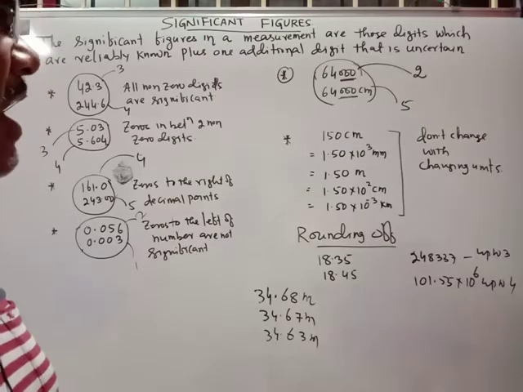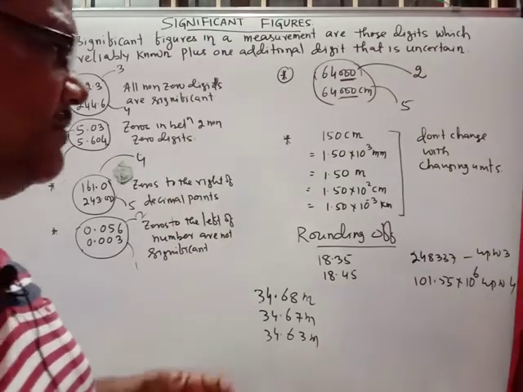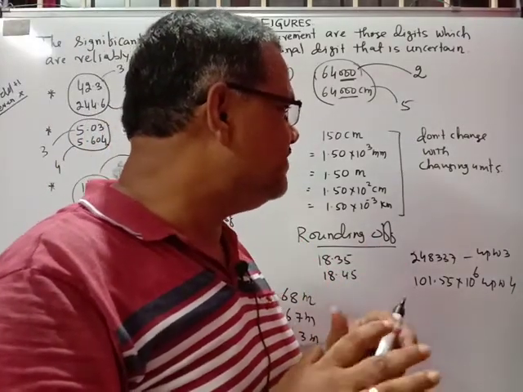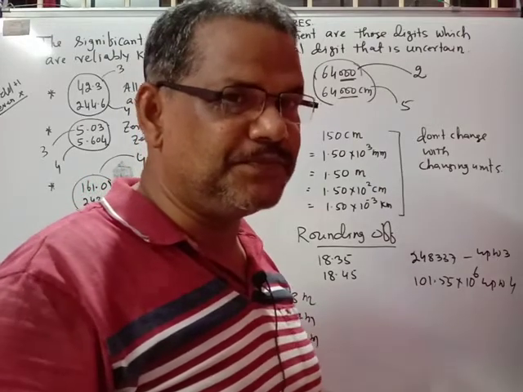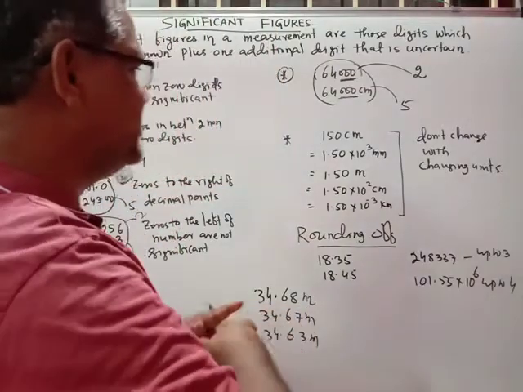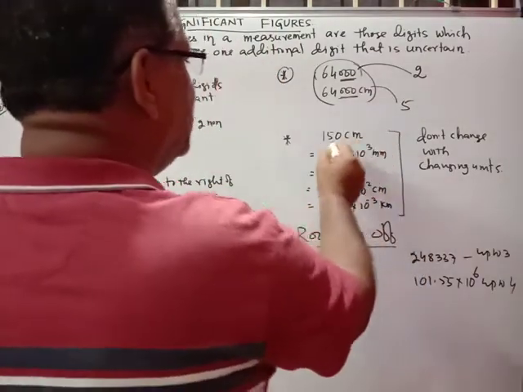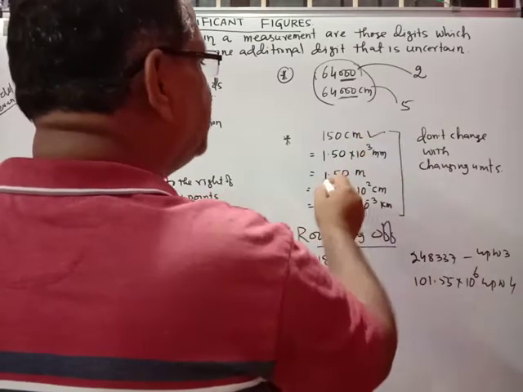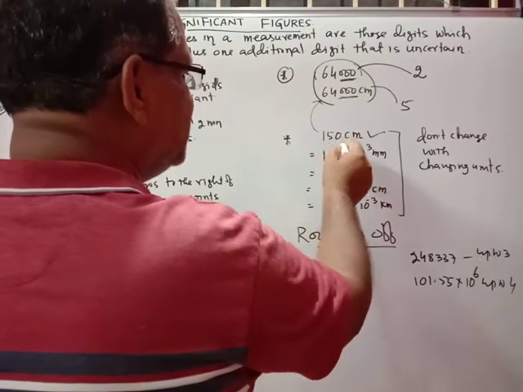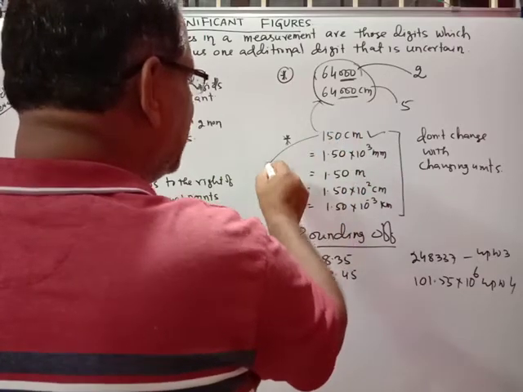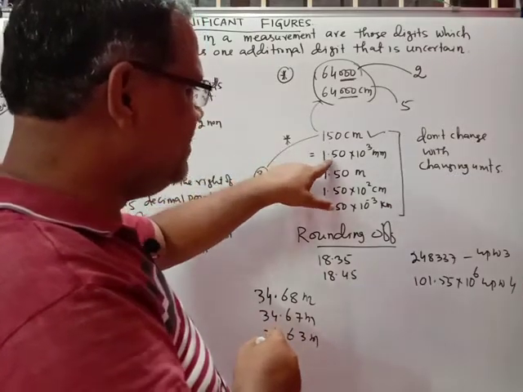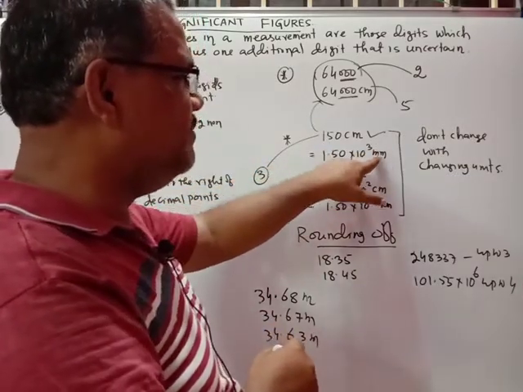Another case: the number of significant figures will not be changed by changing the units. For example, 150 centimeter. According to this rule, the number of significant figures is 3. In this case, you get 3 significant figures. If it is written in this manner, 1.50 into 10 to the power 3 millimeter.